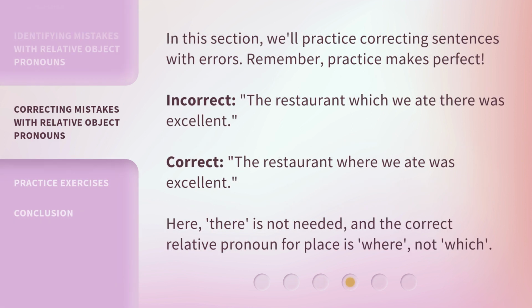In this section, we'll practice correcting sentences with errors. Remember, practice makes perfect. Incorrect: the restaurant which we ate there was excellent. Correct: the restaurant where we ate was excellent. Here, there is not needed, and the correct relative pronoun for place is where, not which.